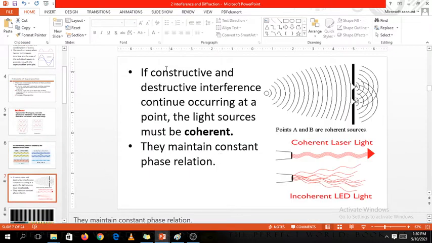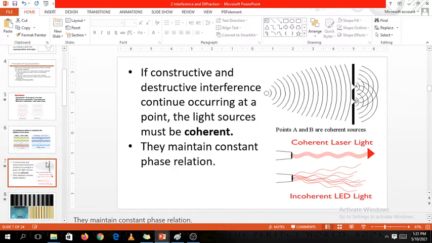So, if constructive and destructive interference continue occurring at a point, the light sources must be coherent. They maintain a constant phase relation. So, when I say coherent, they just travel in one direction and are usually monochromatic. They maintain a constant phase relation. So, for example, you have a laser light. Laser light is coherent because it has the same pattern. What about the LED light? LED light spreads. It is not concentrated. So therefore, it is called incoherent.